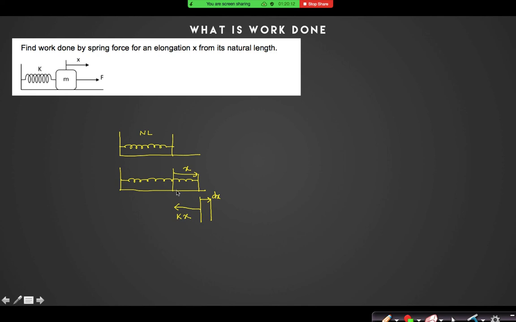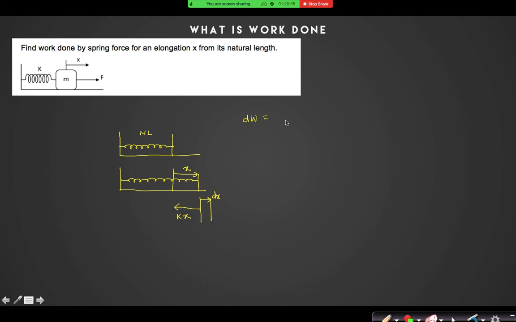Please repeat from the start, sir. I am saying that if I elongate a spring by length x, then the force is variable. It depends on x. So let us assume that for x, the force is minus kx. So I have slightly displaced it by further dx. So what is work done for that small displacement by the spring force?